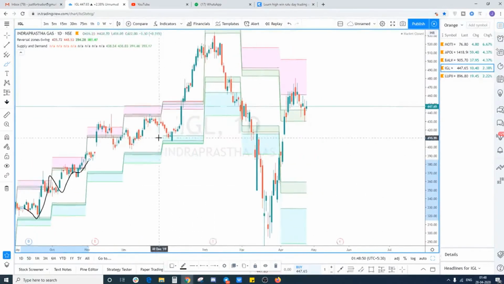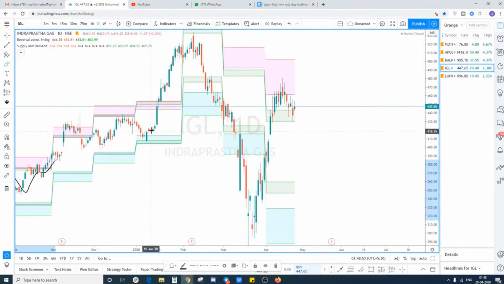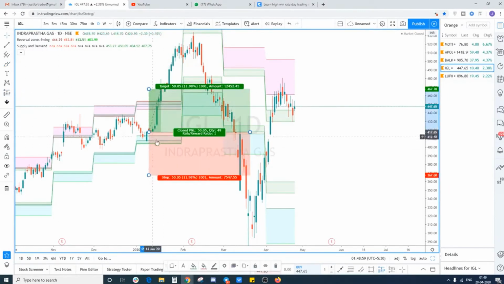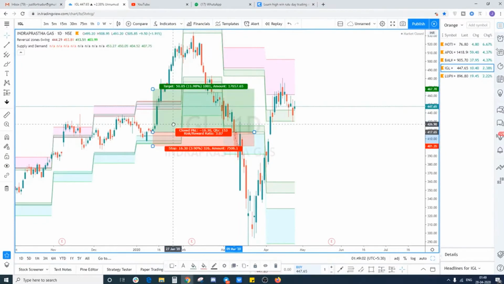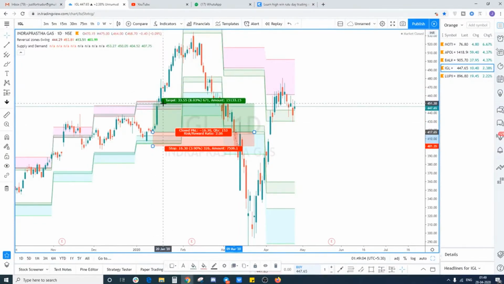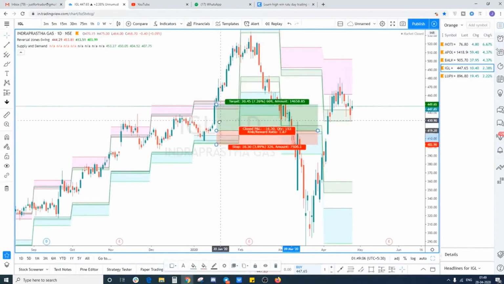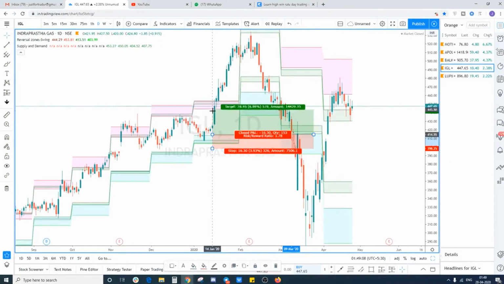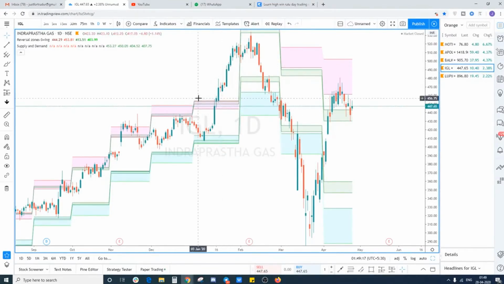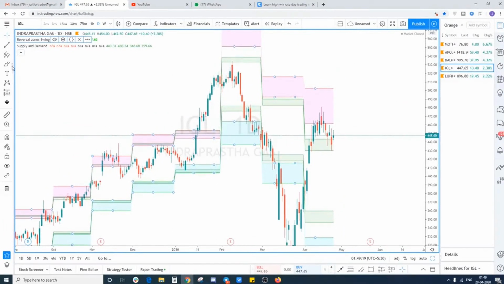Look at this beauty. The moment it touches this candle, it went up. I would have definitely gone long, not with all my capital of course, following risk management and money management. I would have entered here with a stop loss here and a target up to here. The first target was easily achieved, and then I would re-enter after both the zones were broken. Probably I would have entered here.